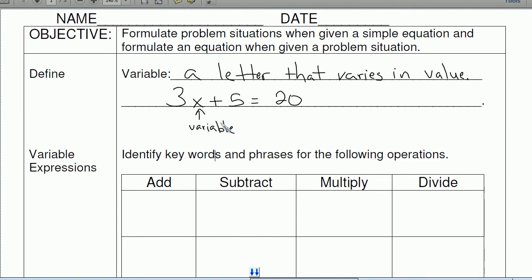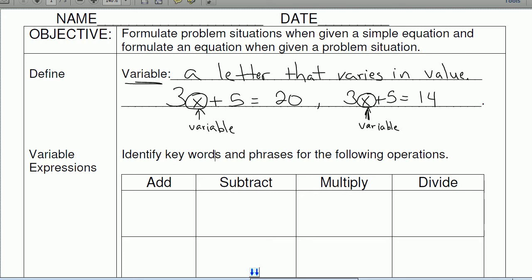So the x is 5 right now, but if I change the problem to say 3x plus 5 equals, I don't know, 14, then x has a different value, because if we give it a 5, it is still going to give us 20, right? So now the same x is a different value. It varies in value. Here the value is 5, here the value is 3, because 3 times 3 is 9, and 9 plus 5 is 14. So that's what the variable is. It's a letter that varies in value.